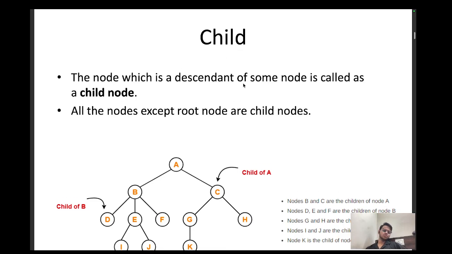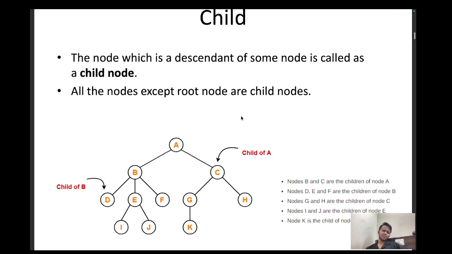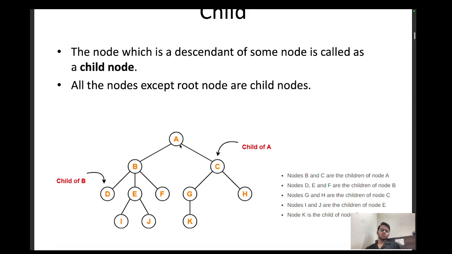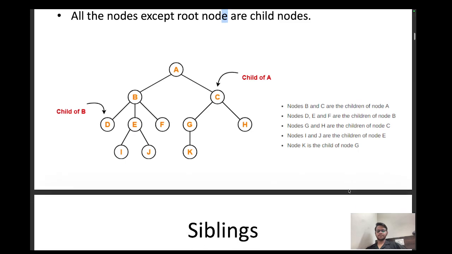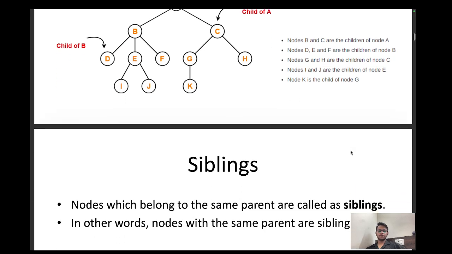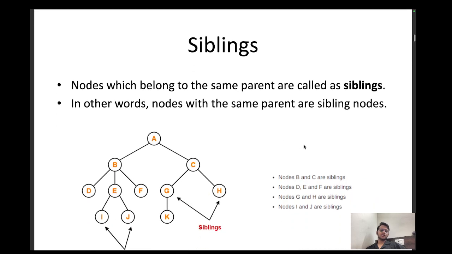So child. This is the same thing getting repeated. Child of A: you can see C is the child of A, B is the child of A, D is the child of B, E is the child of B, I is the child of E, J is the child of E, A is the child of G. These same things are written here on the right side of the page. And what are siblings?